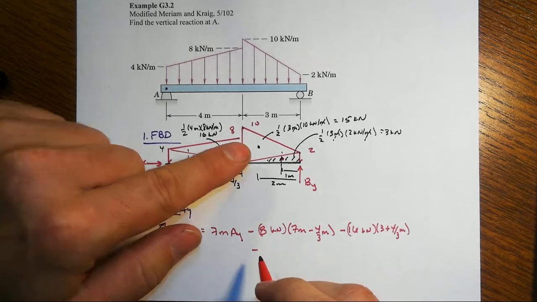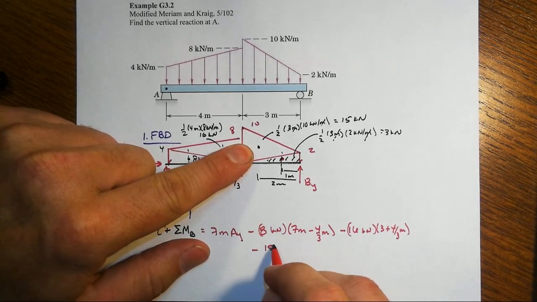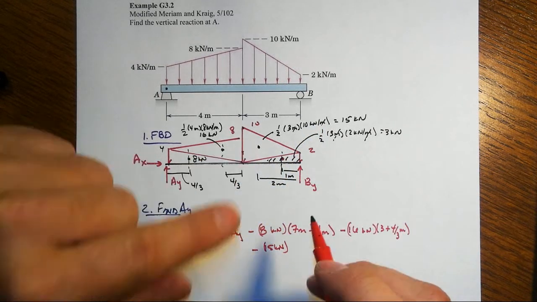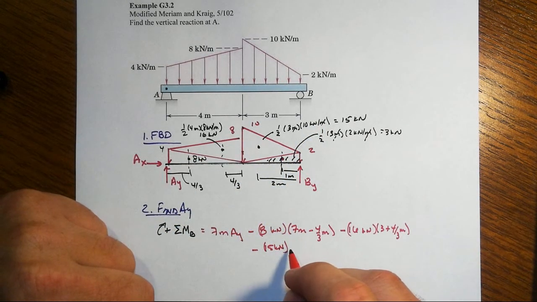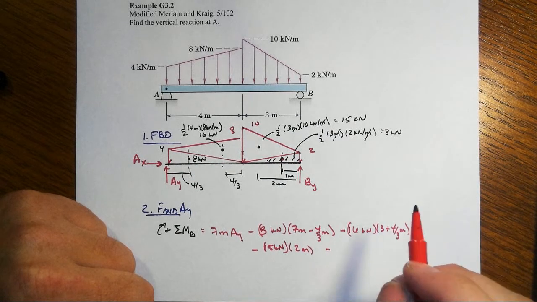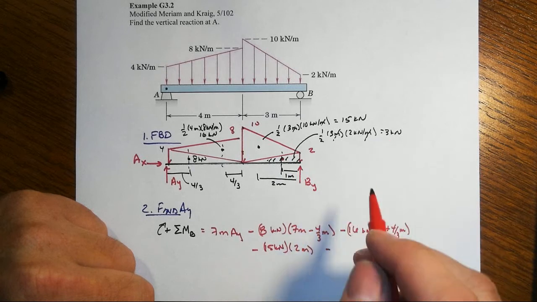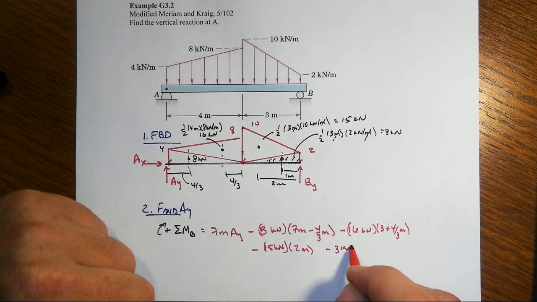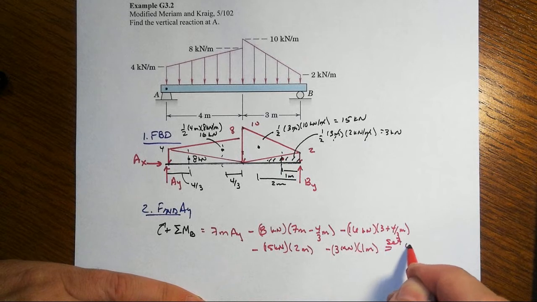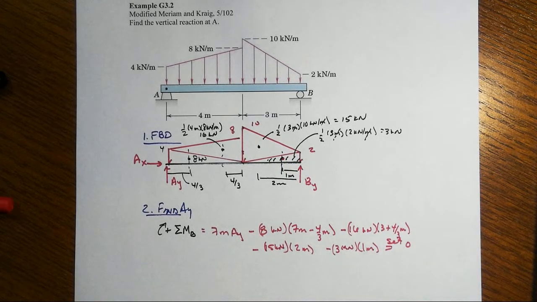Right? And then we got this one here, that was 15 kilonewtons. I usually do all of that math right here, but we've got it already done, so what the heck. Times its moment arm to B of 2 meters, and then minus this last piece of 3 kilonewtons times its moment arm of 1 meter. Set it all equal to 0. And what are we going to get here?